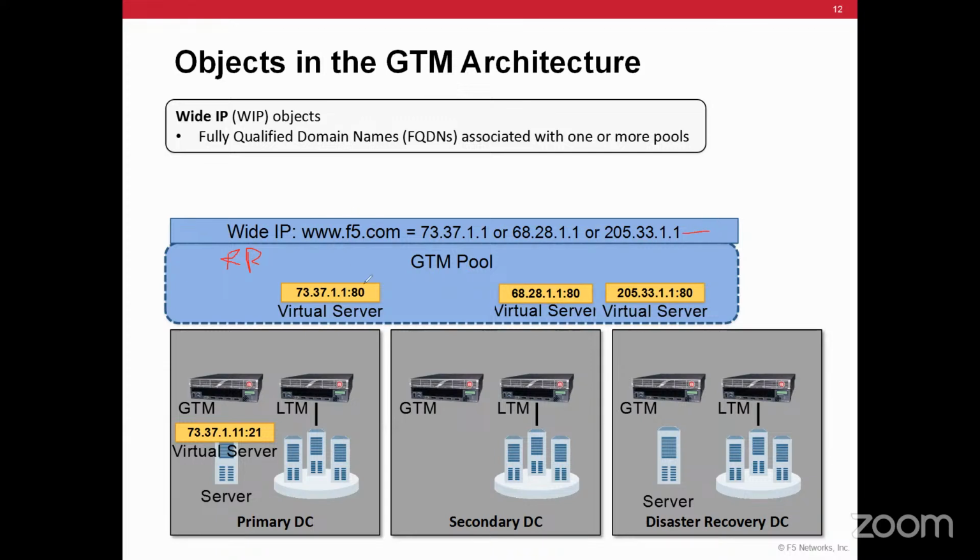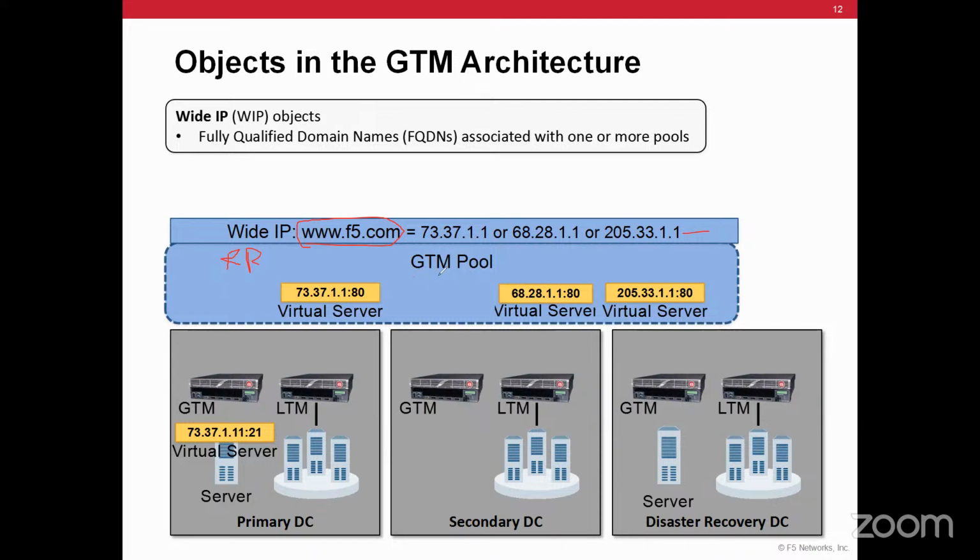So the DNS entry for www.f5.com should be only one, right? Yes, the wide IP will be one, but you have multiple virtual servers. So the user will hit f5.com, and on the back end the user's LDNS will resolve it to one of these three IPs.